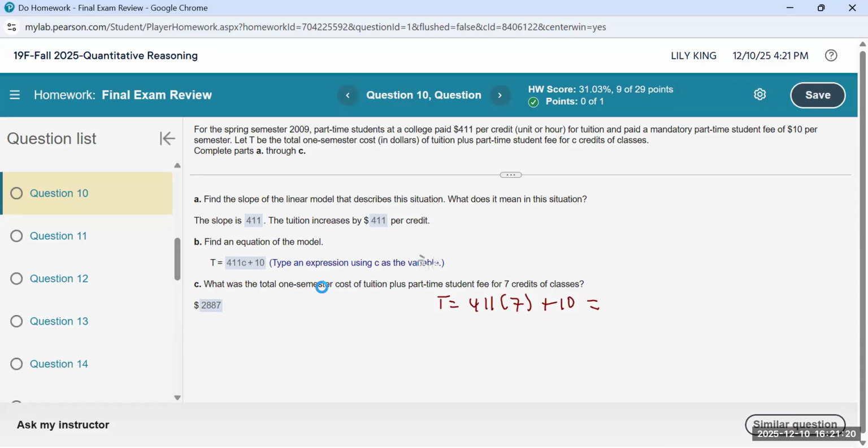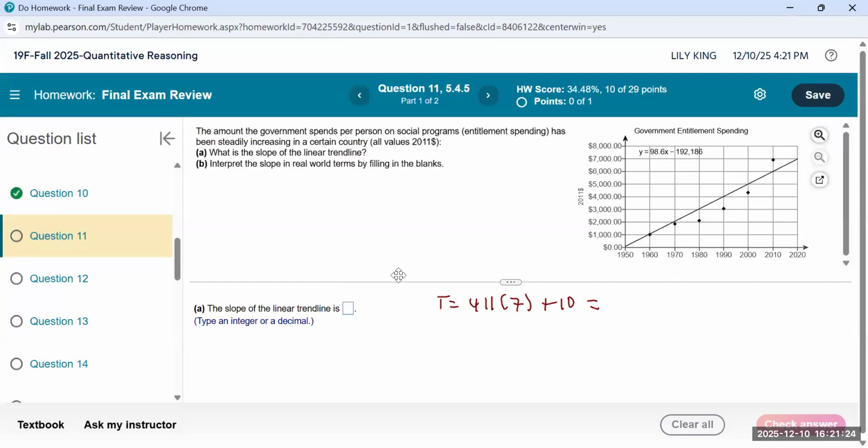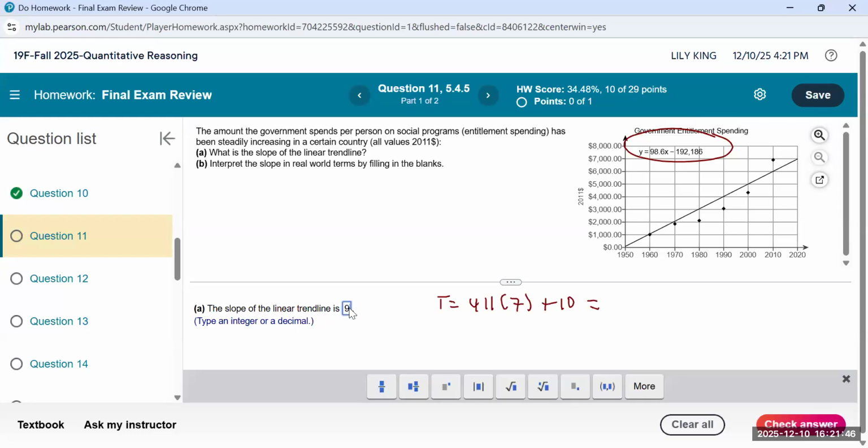Next question. All right, here's another linear model equation. Here we have a graph and we have the linear model or the equation on top of the graph. And using that equation, we want to find the slope, and the coefficient of x is always the slope. So the slope for this equation is 98.6.